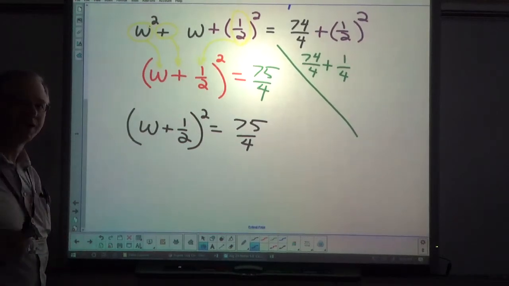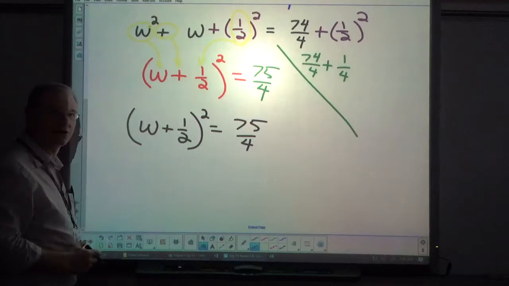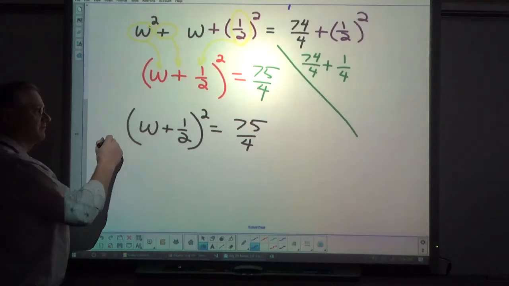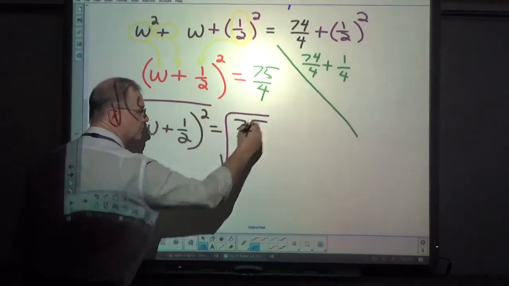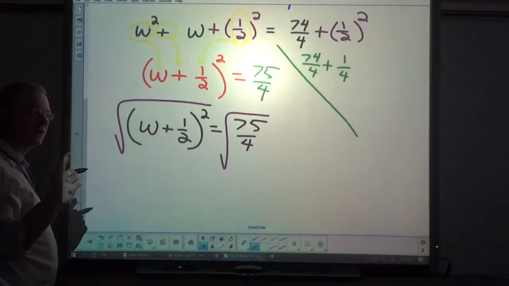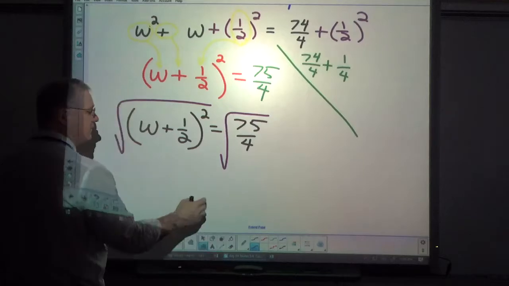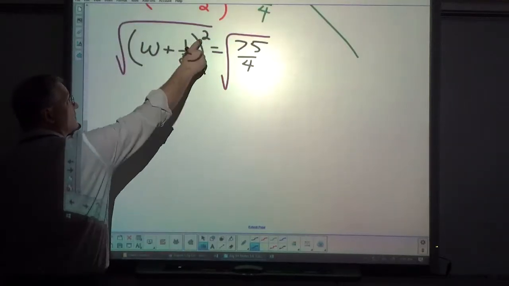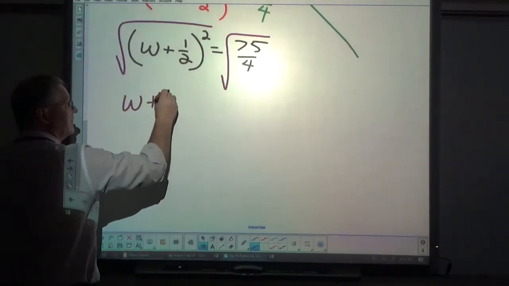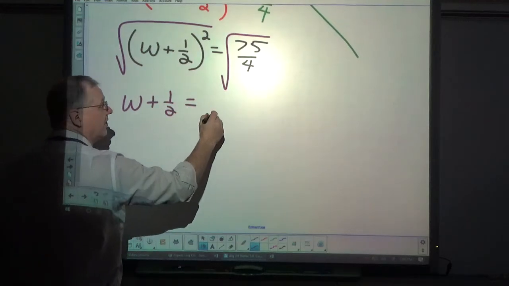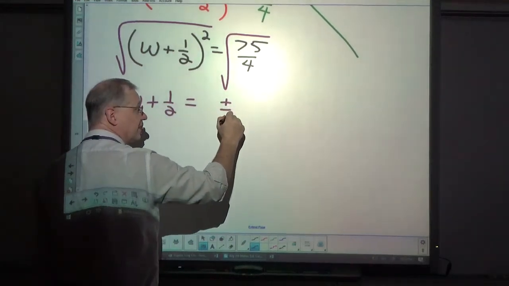I'm going to square root both sides to get rid of the squaring. This is so I can solve. So I square root both sides. Remember, we said whenever we square root both sides, we have to include the plus minus sign. So the square root and the square cancel. W plus 1/2 equals, I have to include the plus minus sign.